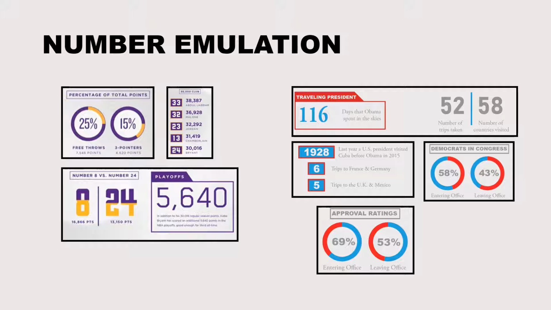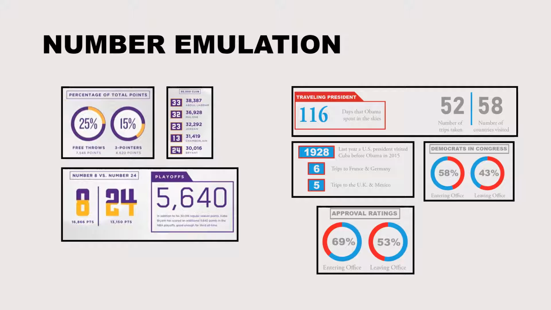In this slide, I would like to talk about how I emulated my numbers displays from my visual language model. On the left are some examples of numbers displays from my visual language model that I tried to emulate in my infographic. My visual language model's key focus was showcasing the number of points that Kobe Bryant had scored throughout his career by correlating them to different players, times in his life, types of shots taken, and so on.